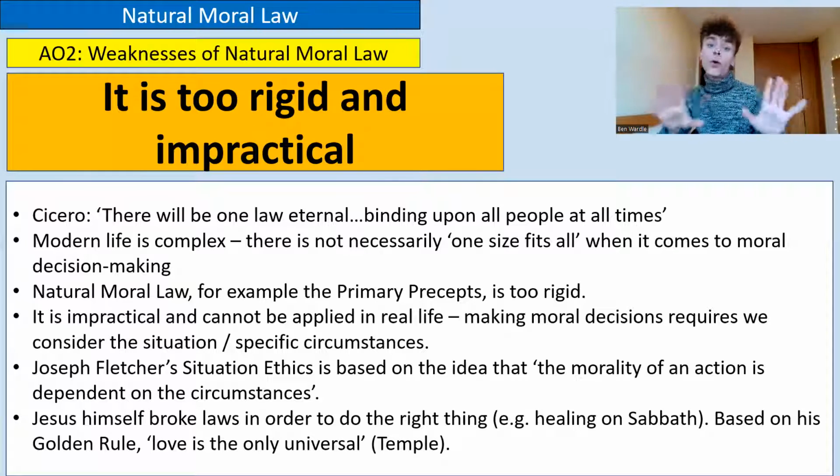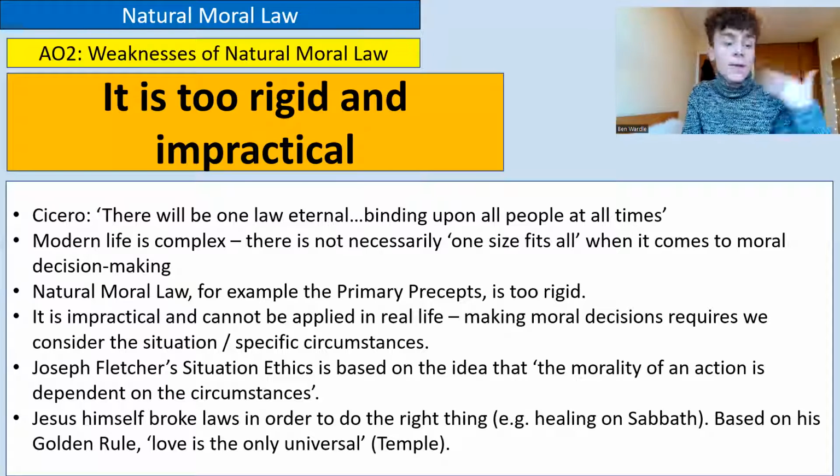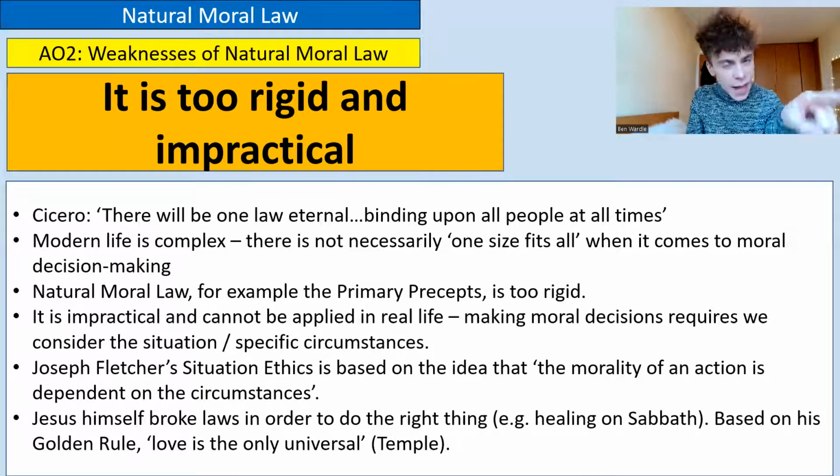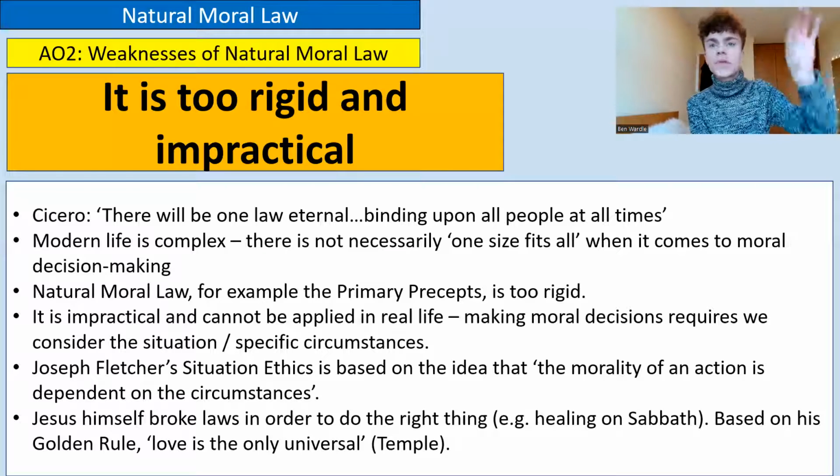But I think a strong point would be the idea of situation ethics, that love is the only universal, because that links in with the idea that natural moral law is universally binding, doesn't it? If you've got William Temple, former Archbishop of Canterbury, saying love is the only universal, that suggests to me you don't need five primary precepts that are universally binding. You don't need this absolute unchanging one law. All you need is love.